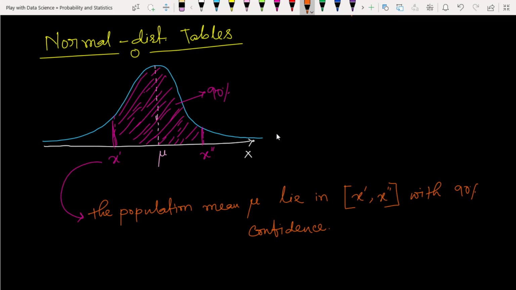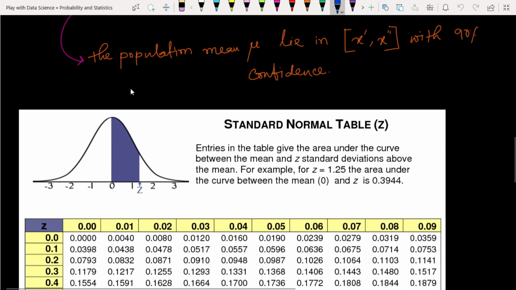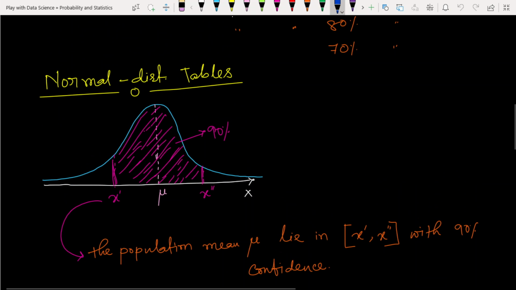If you see the normal distribution, I think it will be better if I show you from Google. Just go to the Google page. Now let's see: this is the standard normal table that I have taken from a Google image. Already we have learned how to convert a normal distribution to a standard normal distribution.